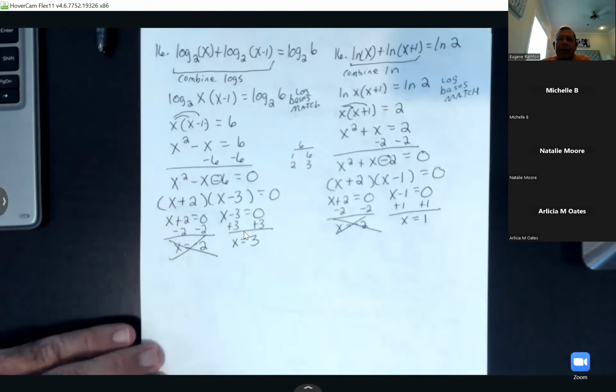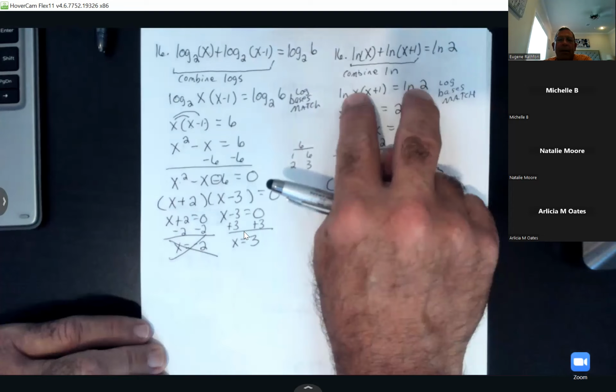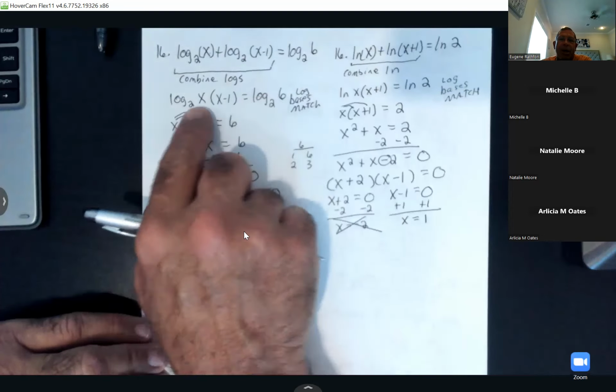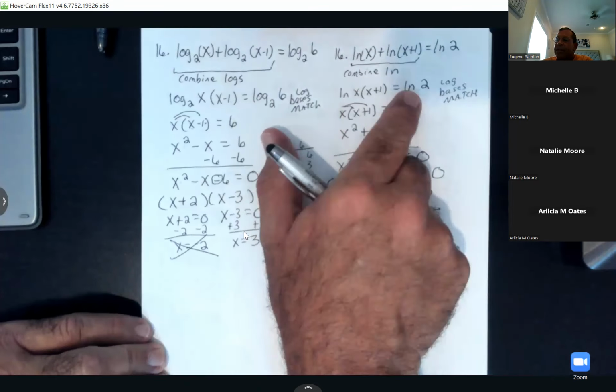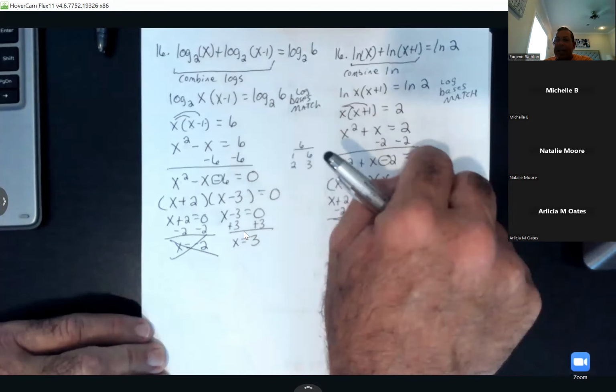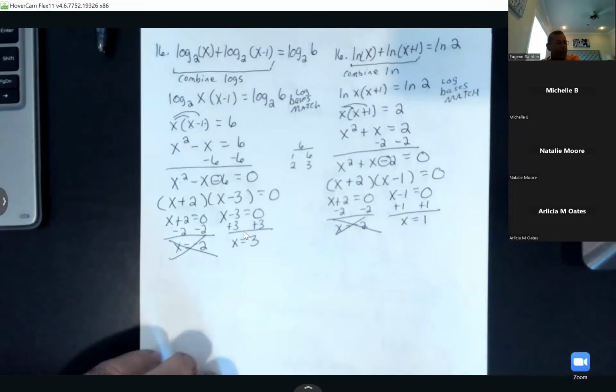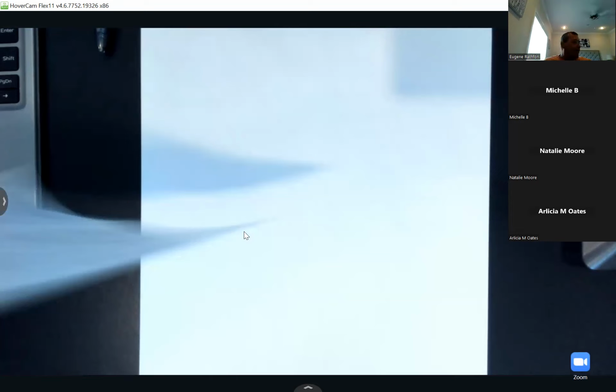So see, y'all, don't let them intimidate y'all with them LNs. They're basically the same thing, except instead of a number by those, remember LN is just a log base E, okay? All right, y'all, so I got another one to go.